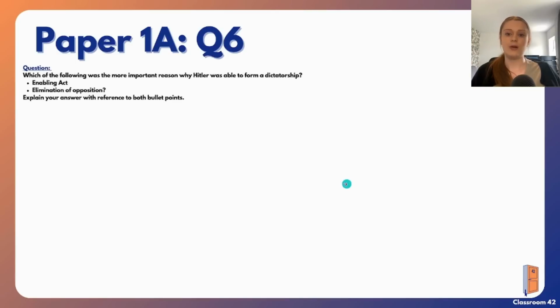So for our example question, our question is asking us which of the following was the more important reason why Hitler was able to form a dictatorship? And we've got the Enabling Act and elimination of opposition. So here we're talking about the most important reason as to why Hitler was able to form a dictatorship. We've got to make sure that we include both of these bullet points in our answer.